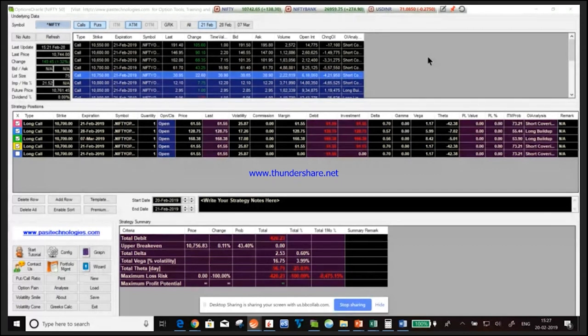Yes, 10,700 is at the money option. In Nifty, we generally don't use the middle option strikes like 750, 850, 950.